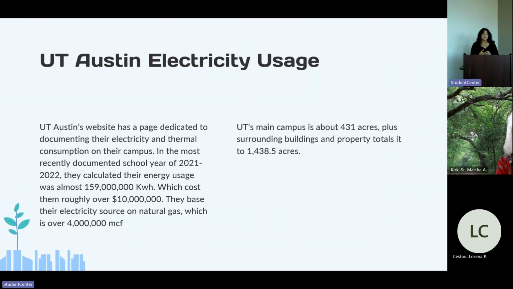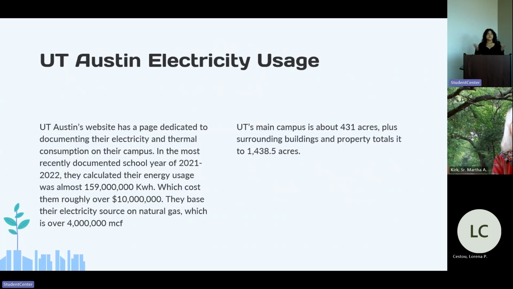But UT has posted theirs on their page, and they have a whole page on their website dedicated to documenting their electricity and thermal consumption around the campus. The most recent year that they posted was the 2021-2022 school year, and they listed natural gas use of about 159 million kilowatts, which is pretty big because that's a lot of numbers, and that probably cost them over $10 million.